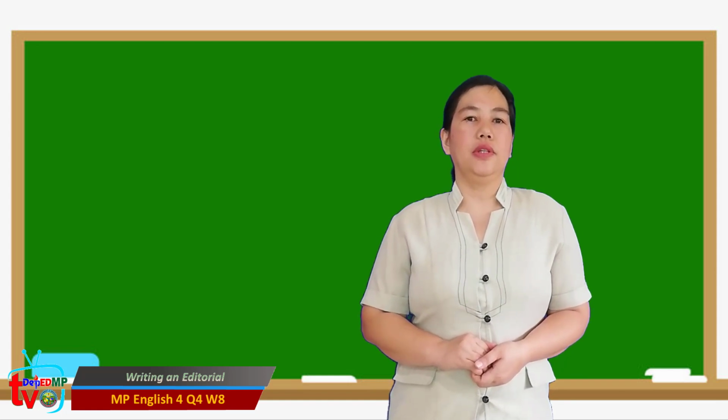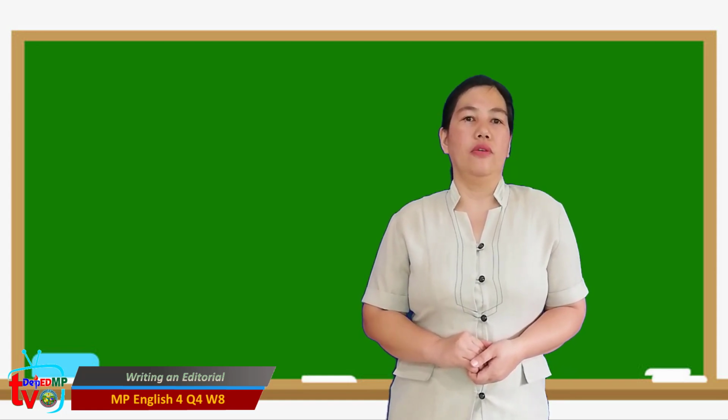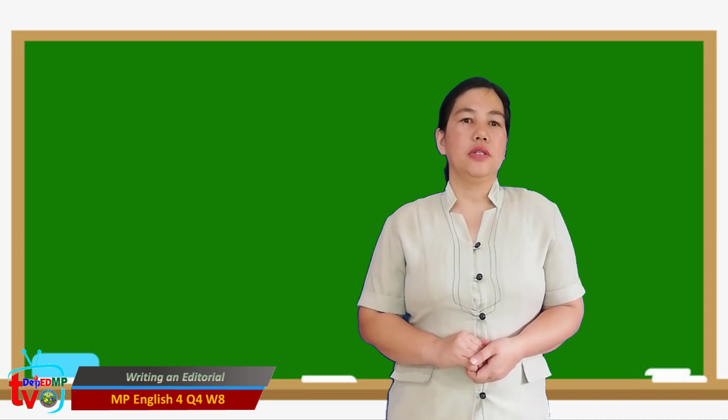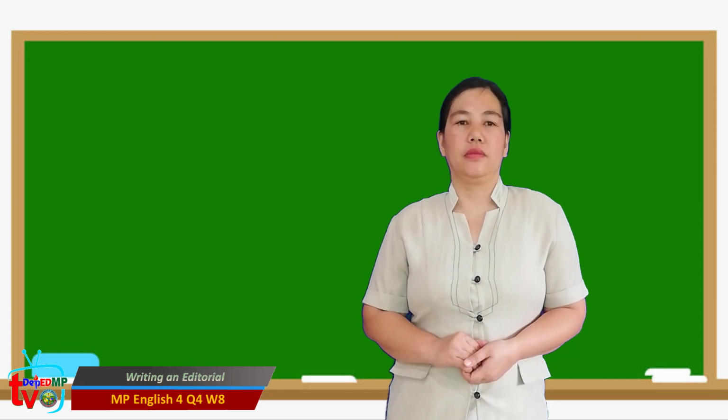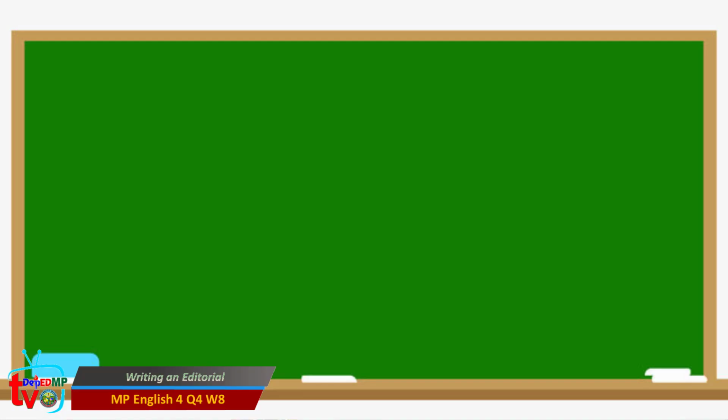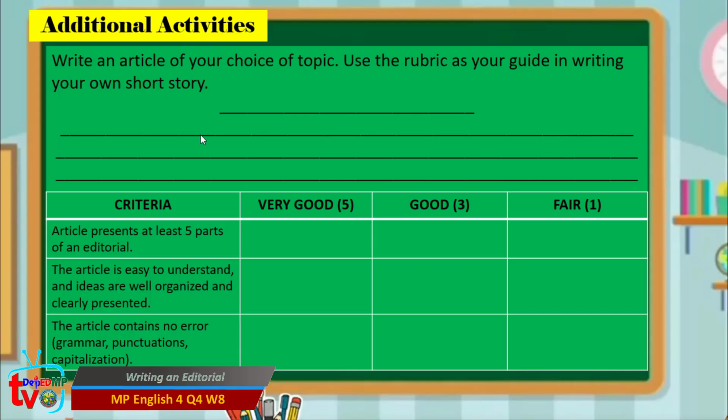In the additional activities, write an article of your choice of topic. Use the rubrics of your guide in writing your own short story. We have here the criteria. Article presents at least 5 parts of an editorial. The article is easy to understand and ideas are well organized and clearly presented. And the article contains no errors in grammar, punctuation, and capitalization.